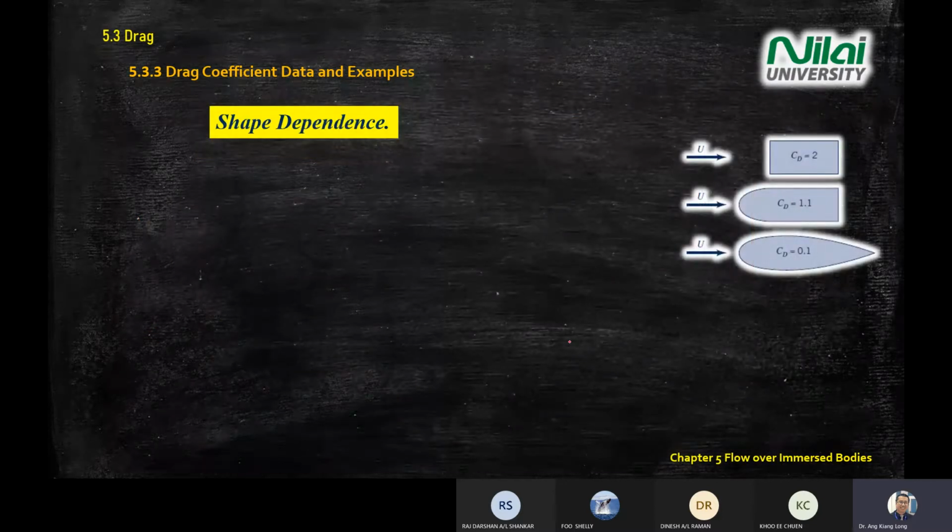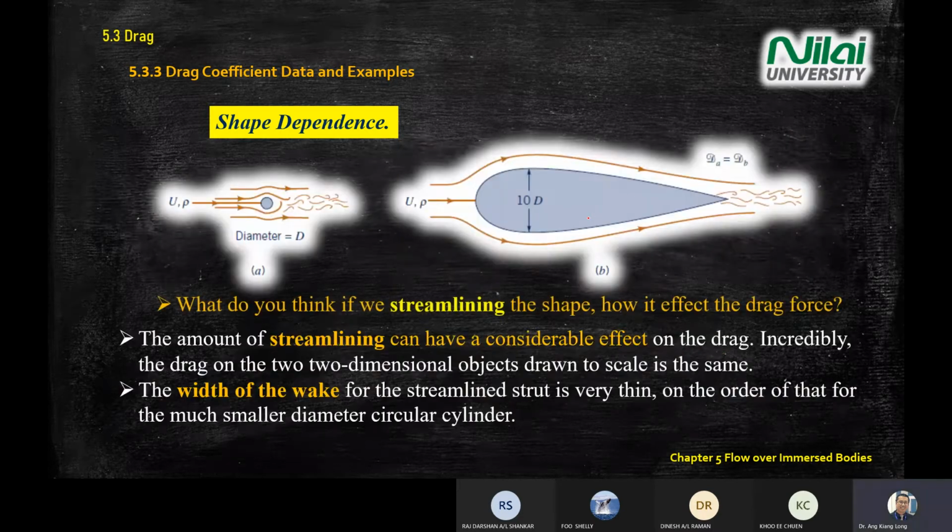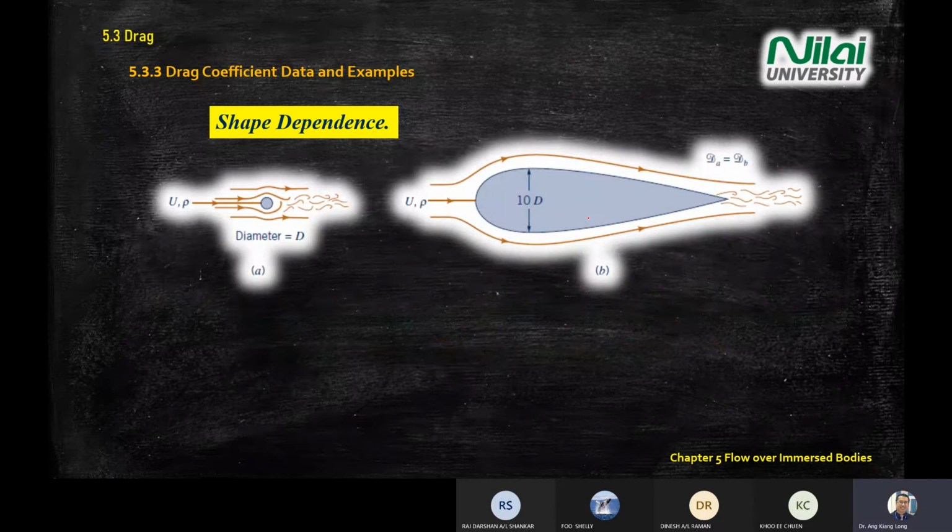Another shape dependence, as you can see on the screen here, you have different shapes and the CD is different. If you have a more aerodynamic shape, then you have a lower CD, and if you have a square body that resists the flow, then you have a large CD value. That's why you see nowadays the car is getting more and more round, more and more aerodynamic in shape.